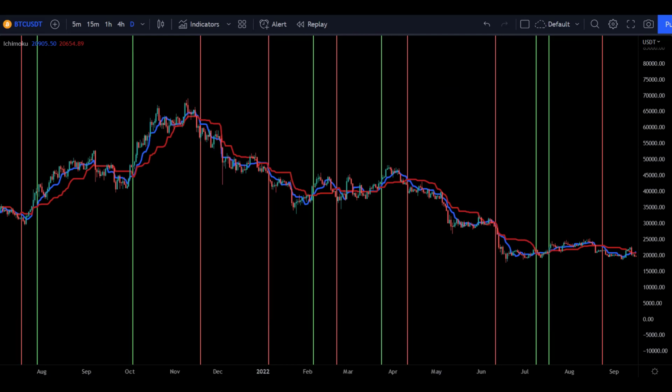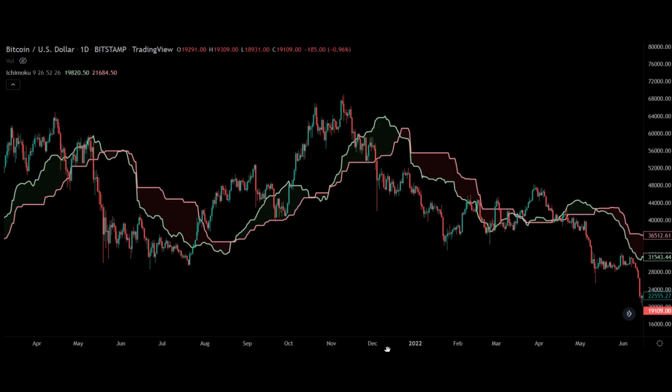So in this part I'm going to program bot code that is based on the Kumo Breakout strategy, which you can also find in the book I mentioned earlier. This strategy has the following trading rules. Long positions are initiated when the price breaks and closes above the Kumo Cloud. And short positions are initiated when the price breaks and closes below the Kumo Cloud.